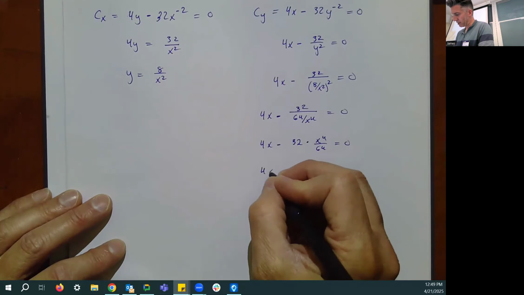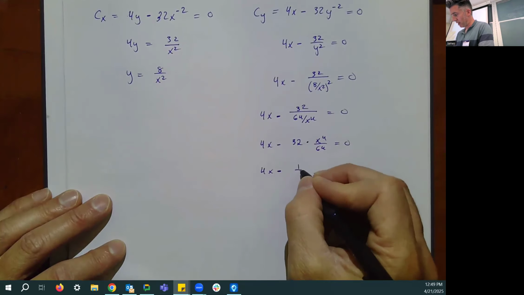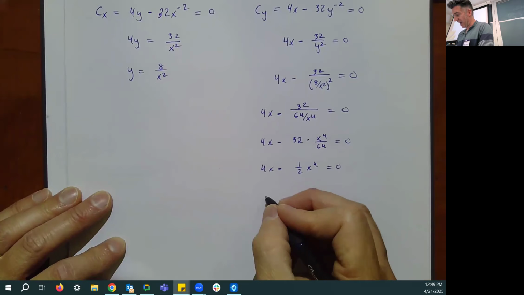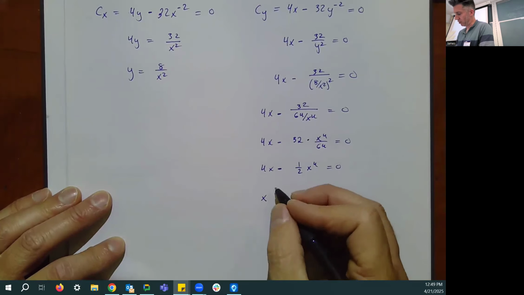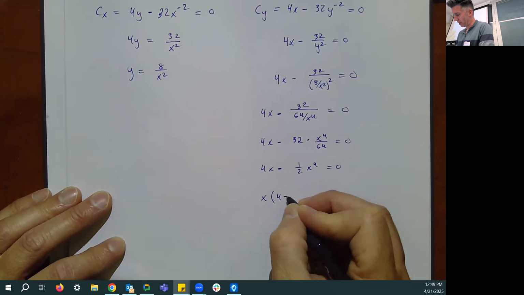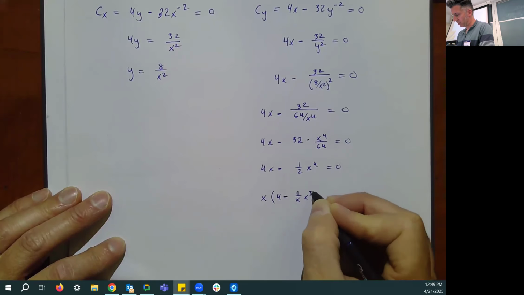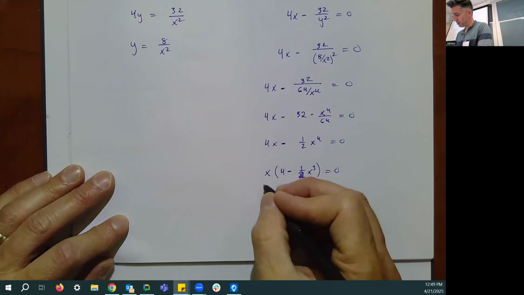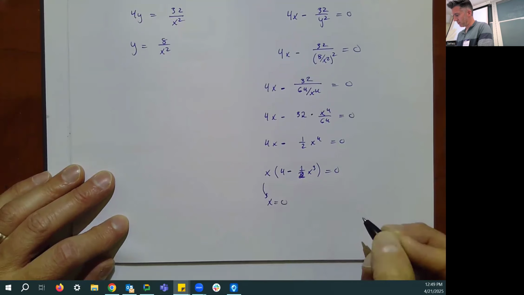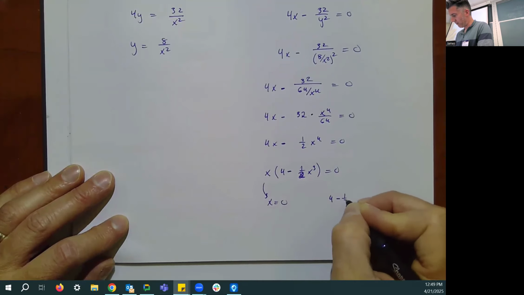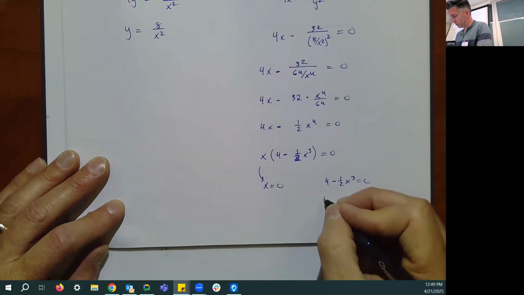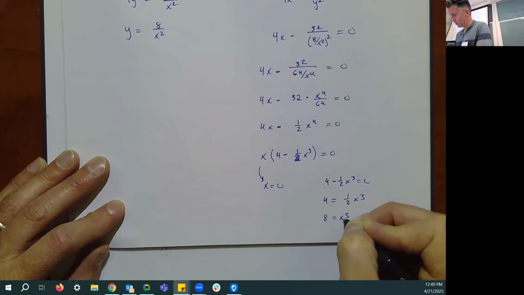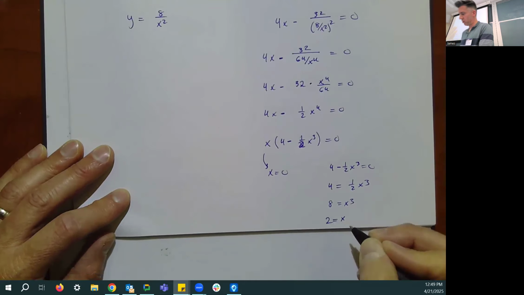So I've got 4x minus 32 over 64 is 1/2 x to the fourth. We're almost there. We can factor out an x. And we're left with 4 minus 1/2 x cubed, equal to 0. So we're either going to get x equal to 0, or 4 minus 1/2 x cubed equal to 0, which becomes 4 equal to 1/2 x cubed, or 8 equal to x cubed, or x equal to 2.